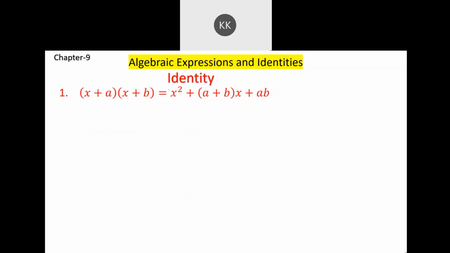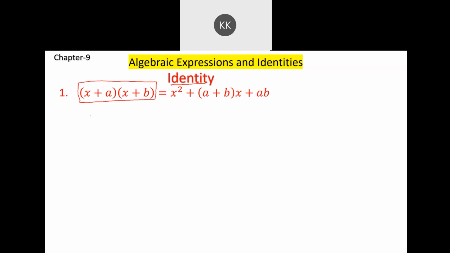This identity we have seen in the previous session. X plus A into X plus B is X square plus A plus B times X plus AB. Whenever an identity is there, there will be two parts in the identity. This part is called the left hand side and this is the right hand side. Always the left hand side and right hand side of identities will be equal.